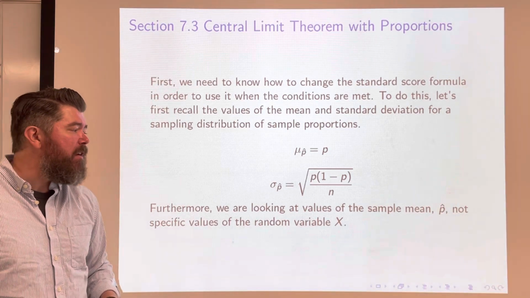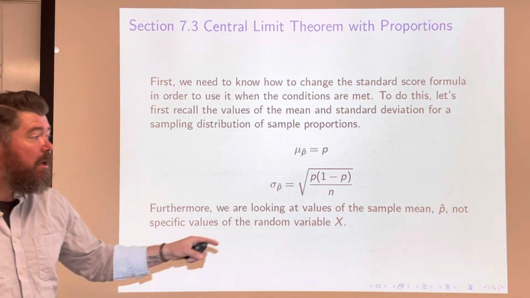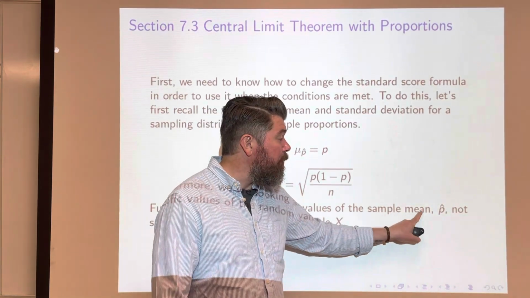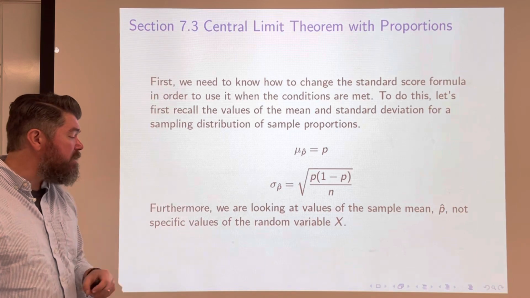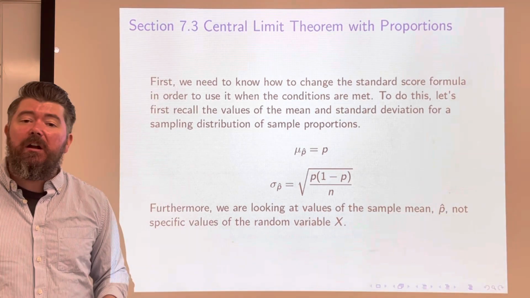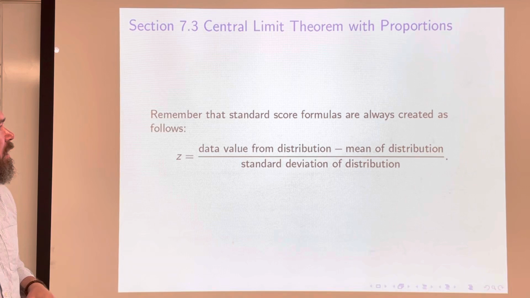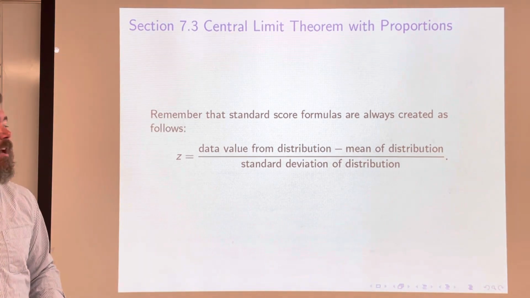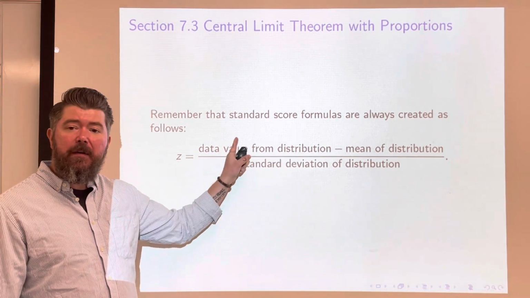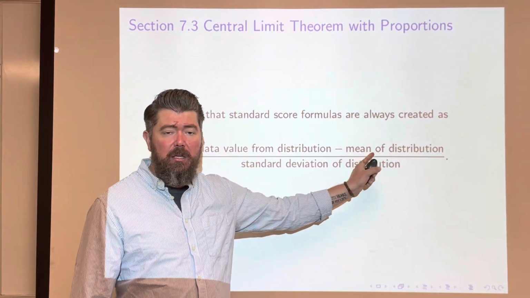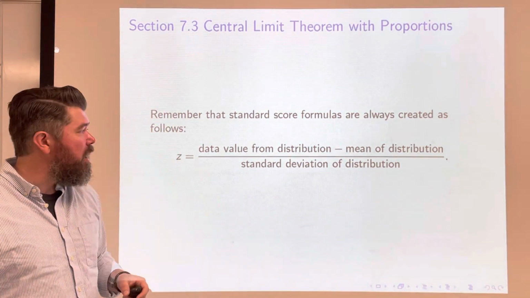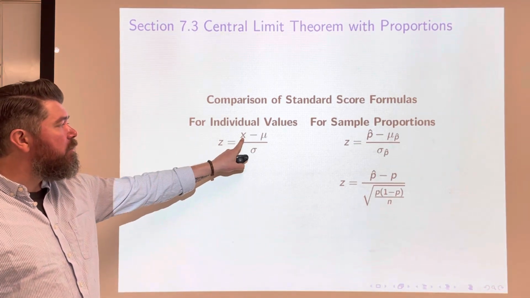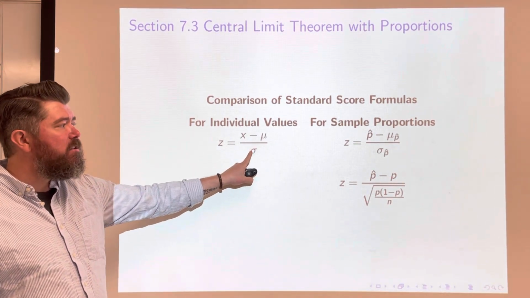Furthermore, we're looking at values of the sample proportion, again another typo, I'm sorry about that, sample proportion p hat, not specific values of the random variable x. Remember that the standard score formulas are always created as follows. We always take our data value minus our mean divided by our standard deviation. Remember from Chapter 6, this looked like x minus mu over sigma.